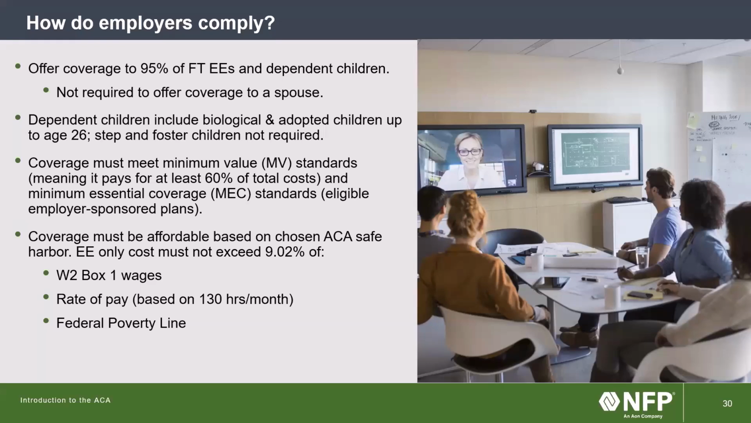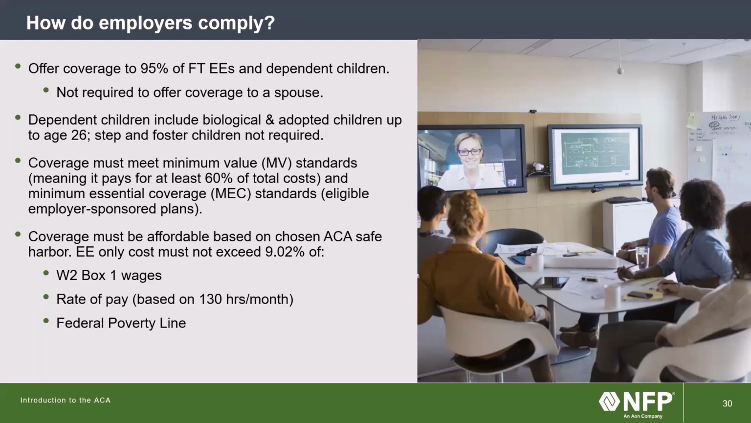Now, wait a minute. You say, well, Kelly, you told me earlier that the ACA doesn't require coverage to be offered to dependents. And that's true. The ACA overall does not. However, the employer mandate, this subsection of the ACA, does require an offer of coverage to dependent children. What's interesting to note is that dependent children for these purposes includes biological and adopted children, up to age 26, but stepchildren and foster children are not required to have that offer of coverage. So the employer mandate is just focused on biological and adopted children.